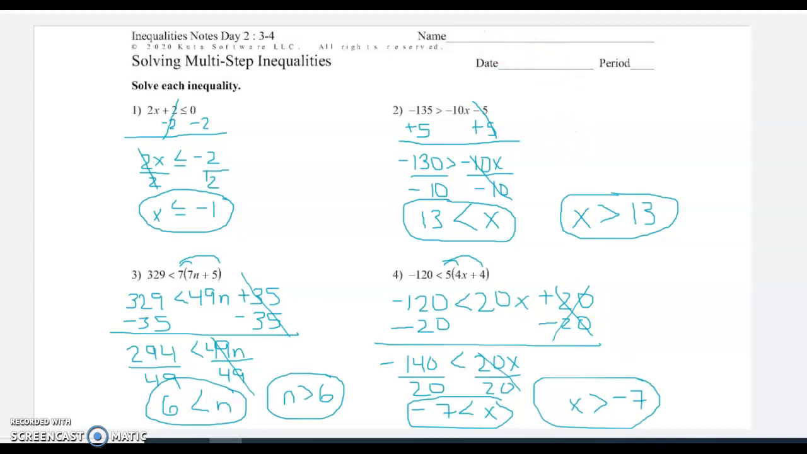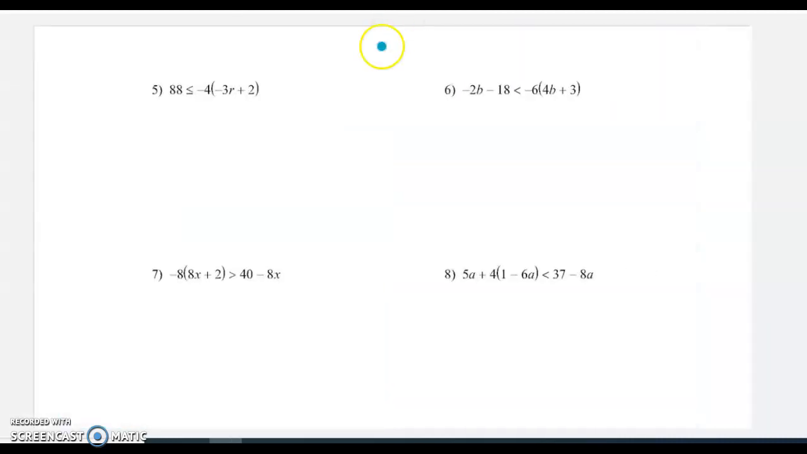All right, let's look at the next 4. So number 5, same thing. I'm going to start off by distributing. So I have 88 less than or equal to negative 4 times negative 3r, which is positive 12r. Not sure why I wrote the positive in front of there. Negative 4 times 2 is negative 8. So now to move a negative 8, I'm going to add 8 on both sides of the inequality.